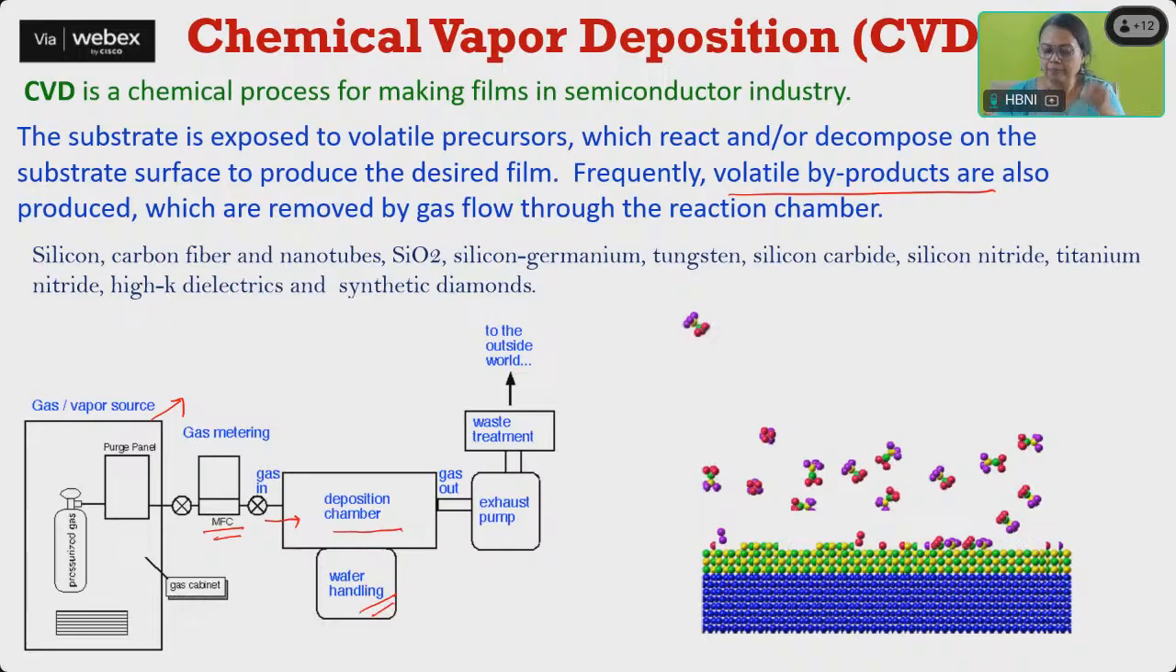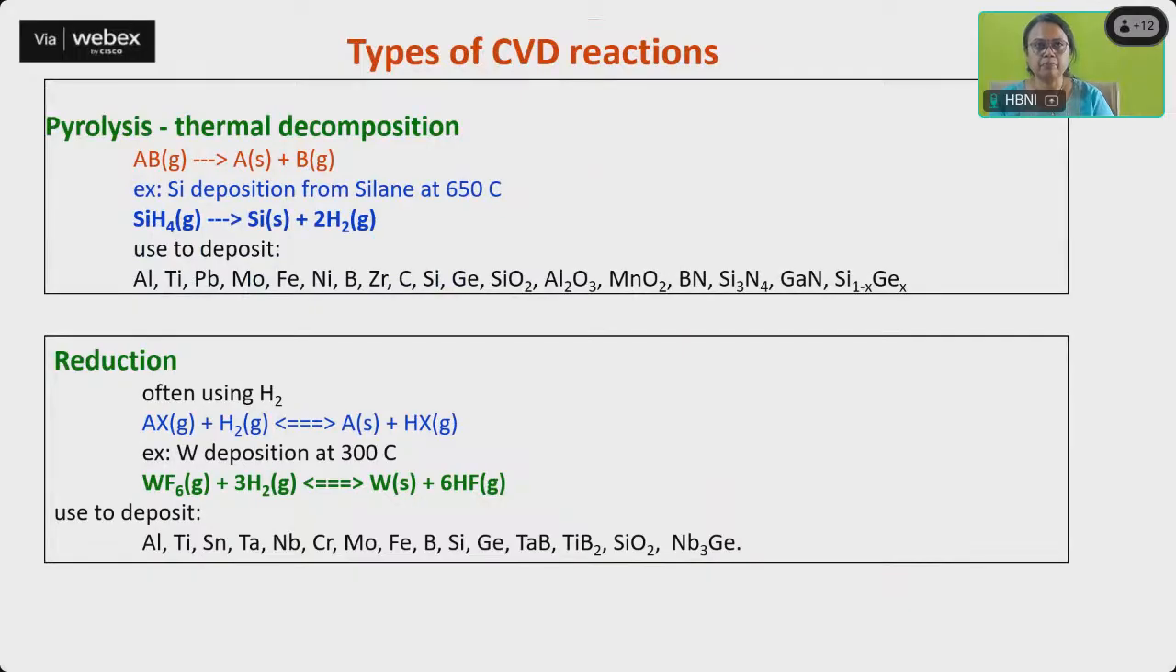The reaction will happen. So like here I've shown, this is my substrate, and these are the gas molecules which are coming. This is one gas molecule, and this is the other gas molecule. Now they will be reacting together and forming this. This is my film, and the rest of it will go out. So this is the chemical vapor deposition.